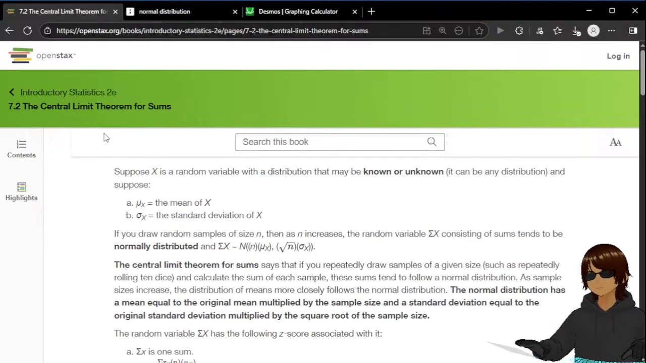Central limit theorem for sums. Suppose x is a random variable with a distribution that may be known or unknown, and suppose mu x is the mean of x and sigma x is the standard deviation of x. You draw random samples of size n, then as n increases, the random variable sigma x consisting of sums tends to be normally distributed, with mean n mu x and standard deviation sigma x times root n.